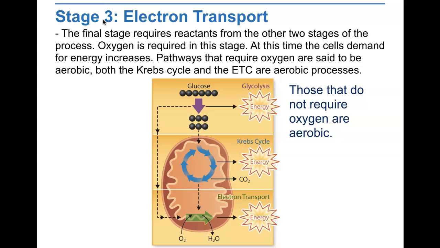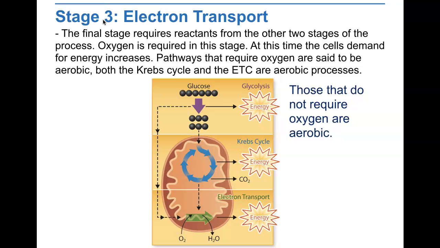Pathways of cellular respiration that require oxygen are said to be aerobic. The Krebs cycle and the electron transport chain are both aerobic processes. Even though the Krebs cycle does not directly require oxygen, it is classified as an aerobic process because it cannot run without the oxygen requiring electron transport chain.